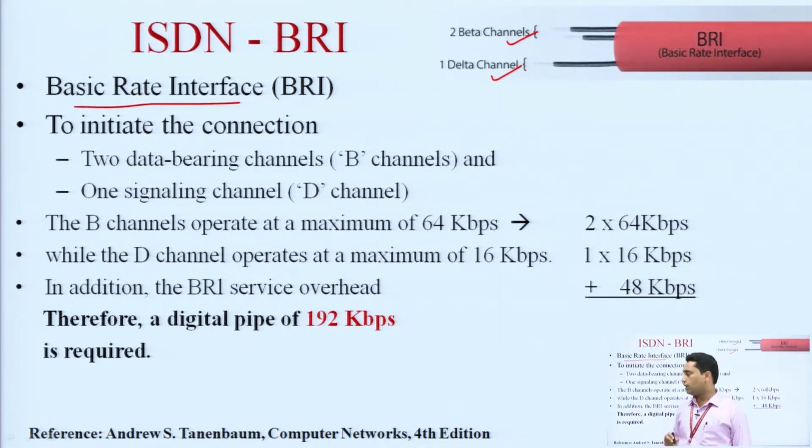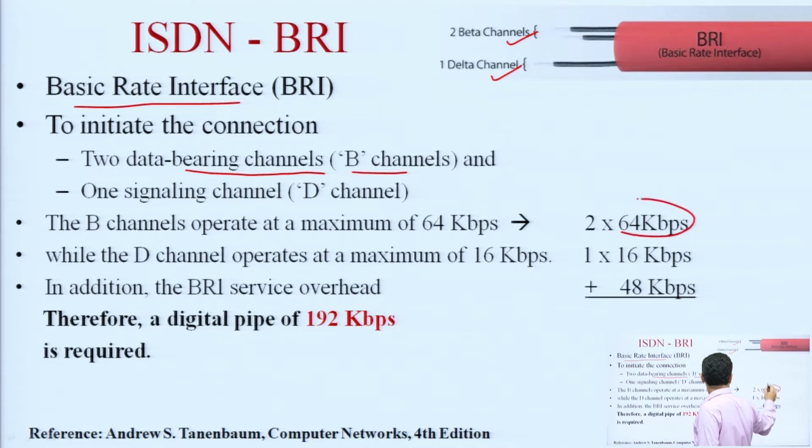As mentioned here, the speed of the data bearing channels, the B channels, is 64 kbps at max. So, if I am talking about sending data and two channels are there, each carries 64 kbps, and for the D channel we have 16 kbps. If I club all, then it is 144 kbps.